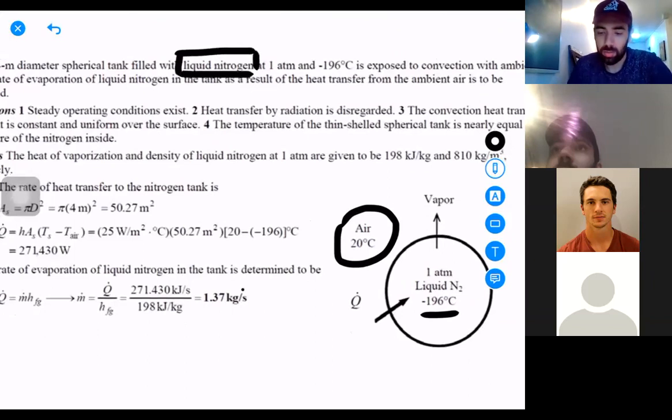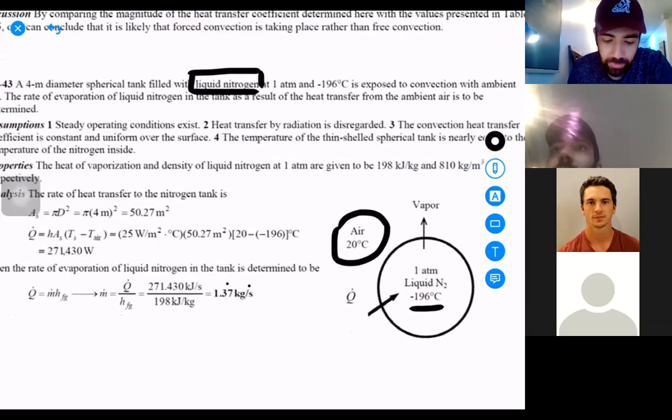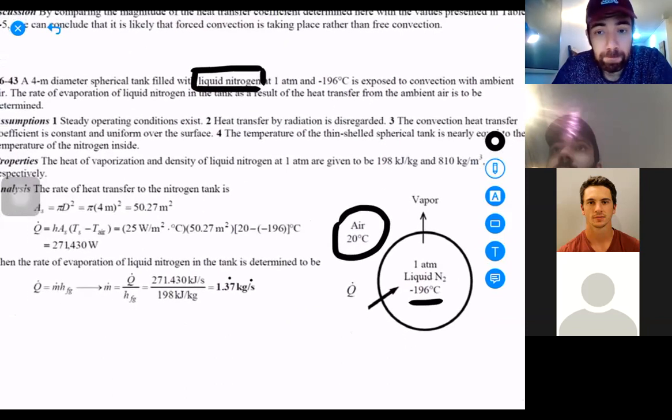So again, we have 2 terms: the convection term, that is between the air and the liquid, and an evaporation term that is changing the form of my liquid nitrogen to gas. So all of the energy that is being transferred from the outer space is being absorbed into my tank, and that amount of energy is changing the liquid to the gas.